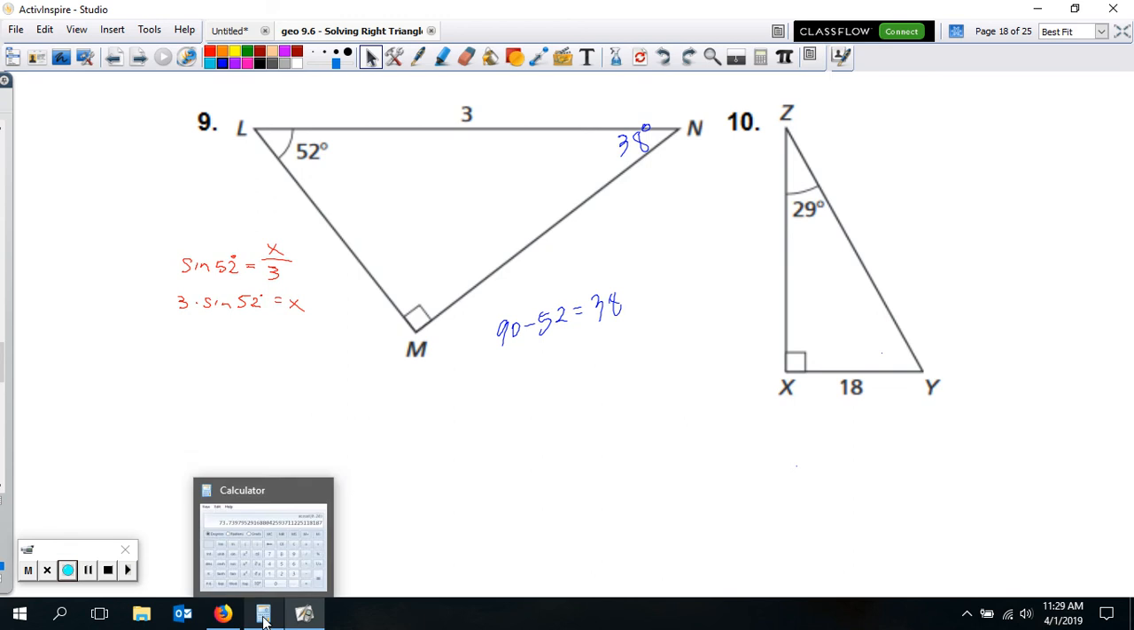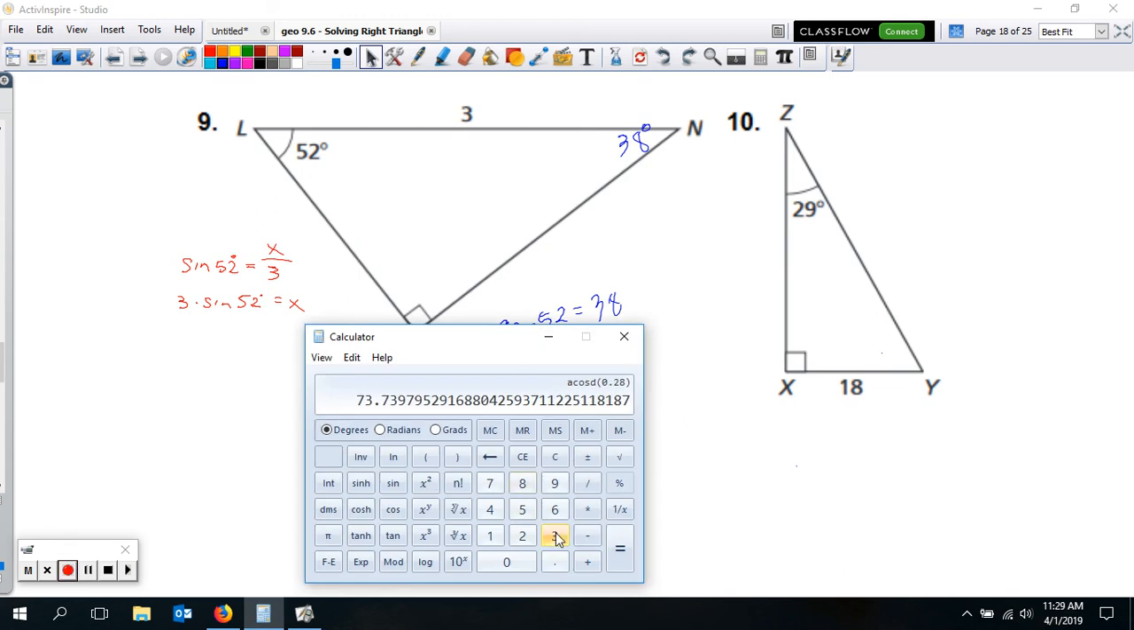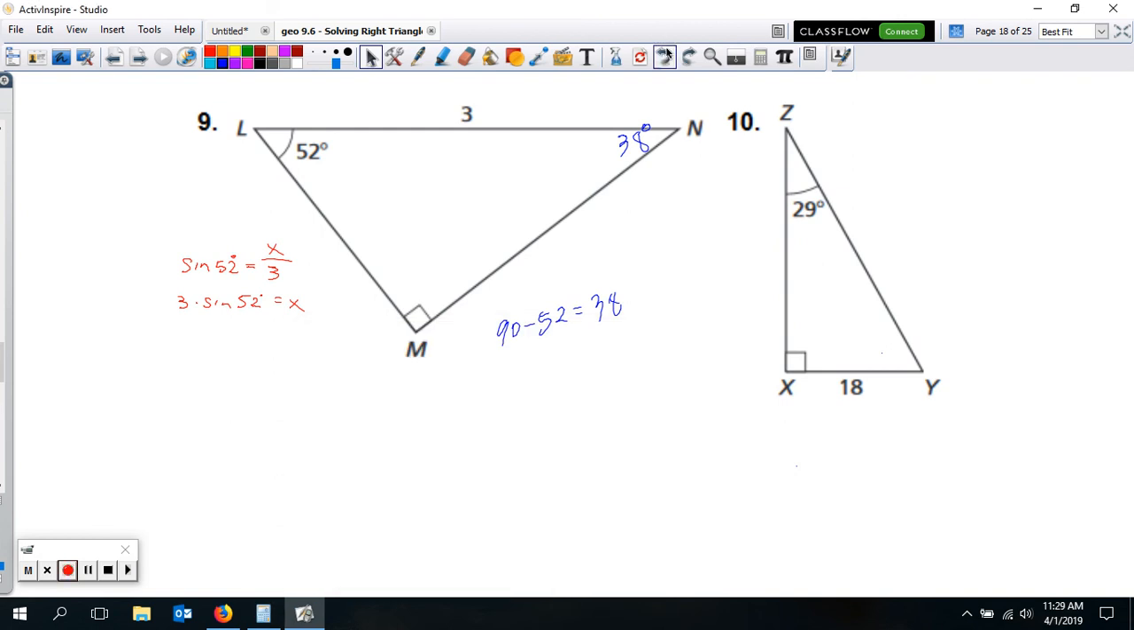And then we can just do that on a calculator. Let's go and clear this. I could say 3 times the 52 and then sine of that and then equals. So that's about 2.5, let's round it to one decimal place like they said, so that's 2.4. So x would be 2.4, so that MN side is approximately 2.4.